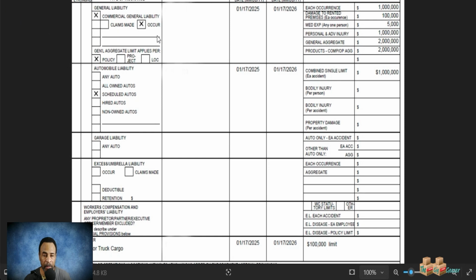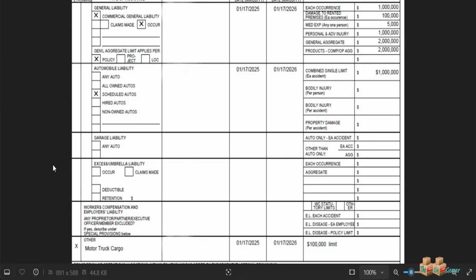So there's the policy period, January 17, 2025 to January 17, 2026, and the combined single limit. That's what they're looking for. Most places that you do business with are going to look for $1 million, but there are places that may go with $300,000, $500,000, $750,000. But in the commercial realm, most people in the delivery and transport space are looking for that number. And then down here, it says marked off motor truck cargo, and you see the policy period, and then the limit is $100,000.